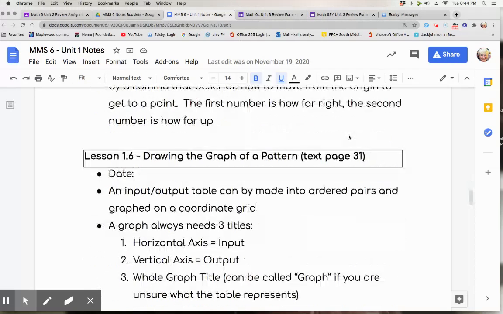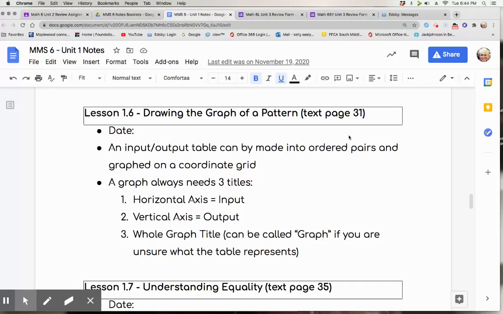The next lesson, lesson 6, was drawing the graph of a pattern. You can make an input-output table into ordered pairs and graph it on a coordinate grid. The graph always needs 3 titles. One for the horizontal axis, which is the same thing as the input, one for the vertical axis, which is the same thing as the output, and then a title for the whole graph. It can be called graph if you're not sure what the table represents.